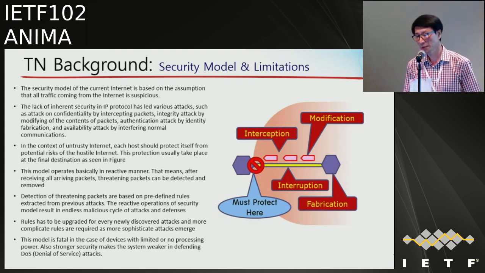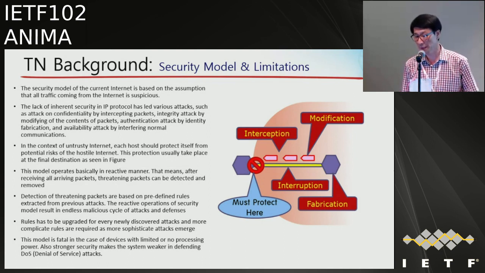So this is the motivation. I have introduced the current security model and some of its limitations in this slide. As you can see, the security model of the current internet is based on the assumption that all traffic coming from the internet is suspicious. And the lack of inherent security in the IP protocol has led to various attacks, as you know. In the context of an untrusted internet, each host should protect itself from potential risks of a hostile internet. And this protection usually takes place, as you can see in the diagram here, at the final destination.